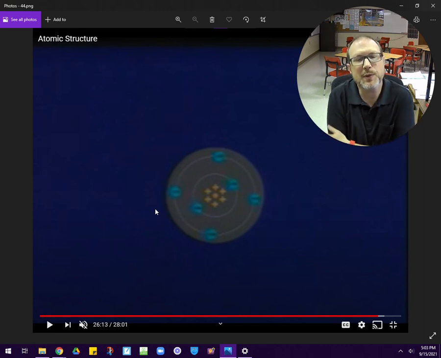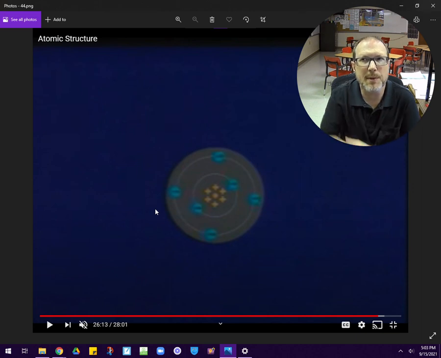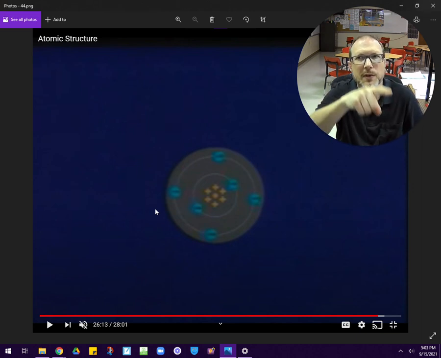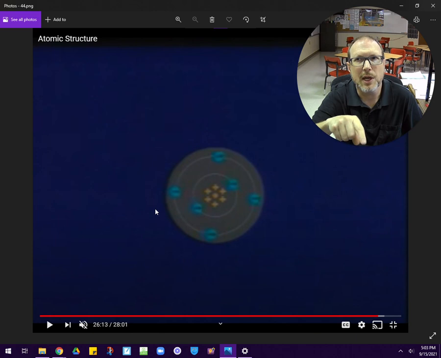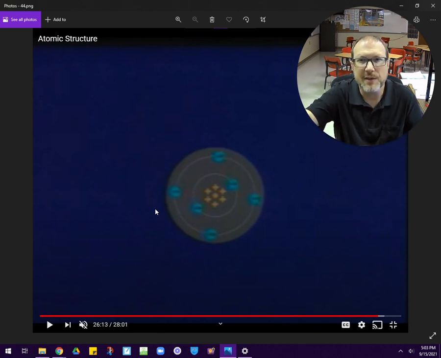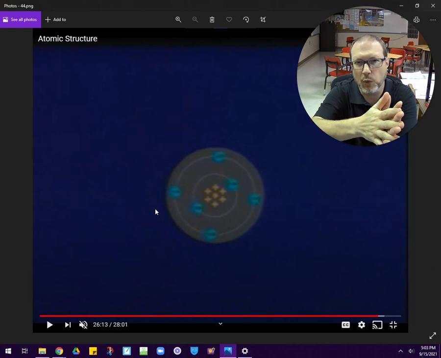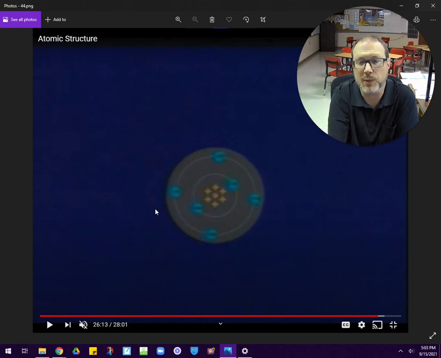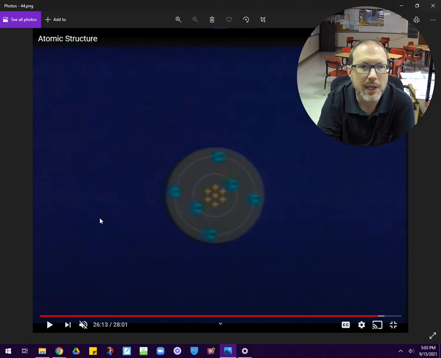There were a lot of problems with this model, one of which is that it didn't really make sense, because in order for something to circle something else, it has to radiate energy. And if it radiates too much energy, then eventually it's going to crash into whatever it's orbiting. And these electrons, as far as we know at this point, don't do that. So again, you've got protons in the nucleus, you've got electrons in these little orbital paths around the outside.